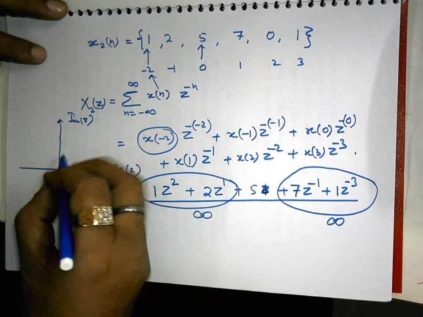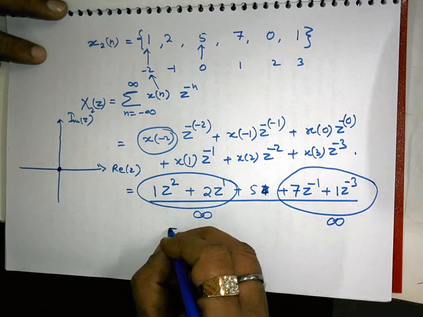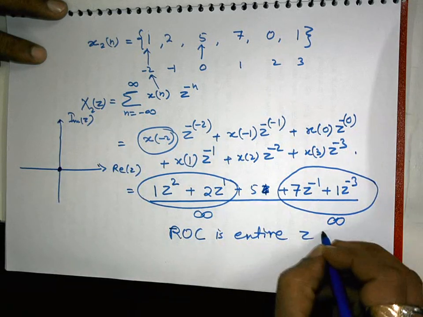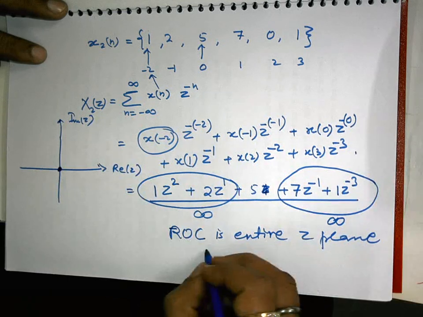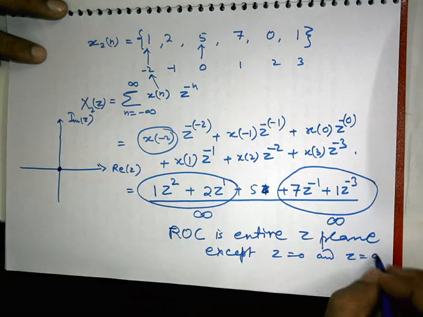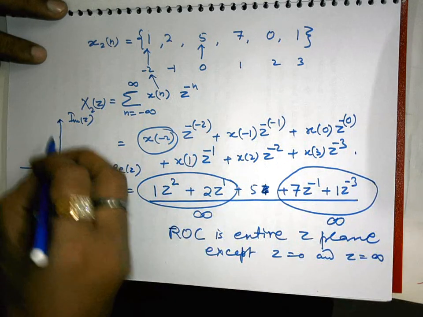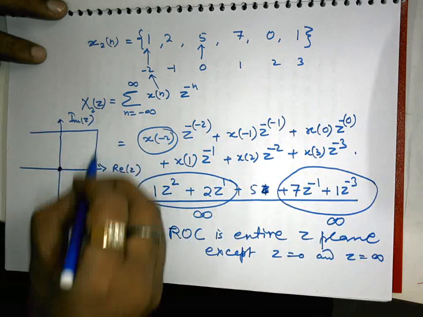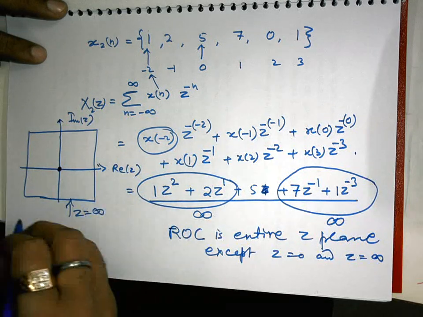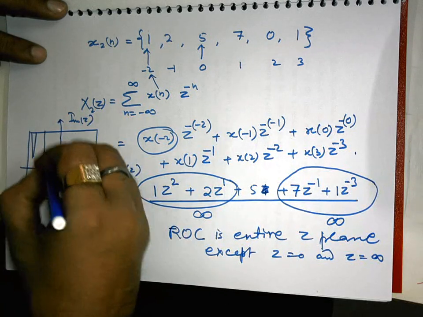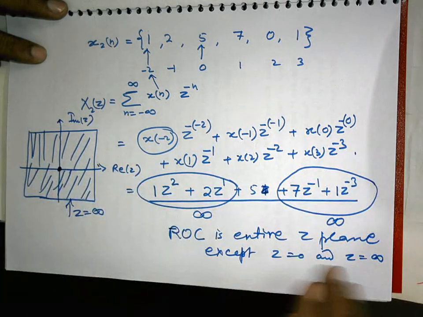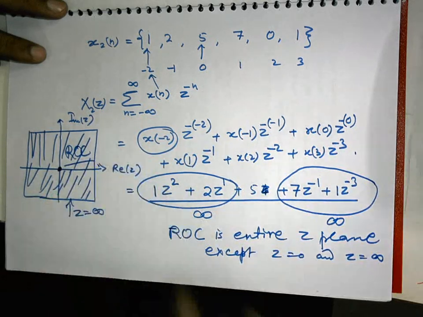So you can say that the region of convergence is the entire z plane except z is equal to 0 and z is equal to infinity. So if you say this to be z is equal to 0 and this extreme boundary to be z is equal to infinity, then below z is equal to infinity and exterior to z is equal to 0, each and every point in the z plane comes under the region of convergence.